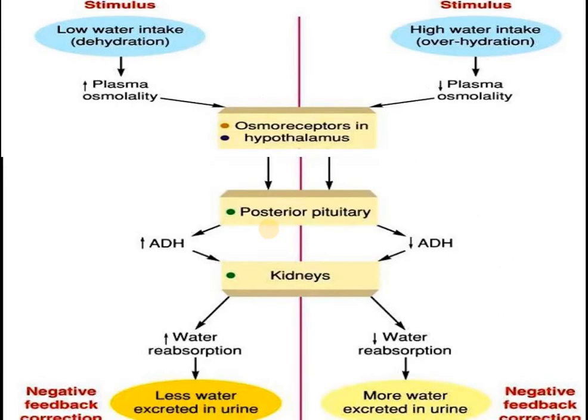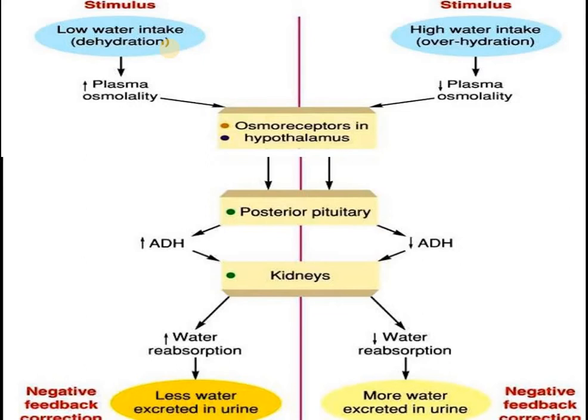So what happens is that we can have two kinds of stimulus. One stimulus can be low water potential, that is dehydration in the body, which has numerous reasons. Maybe we are not taking enough water in our diet, or maybe we have lost a lot of blood because of any disease. By blood I mean to say water in the plasma.